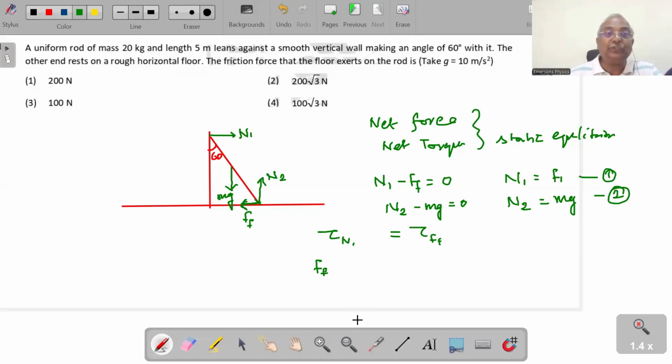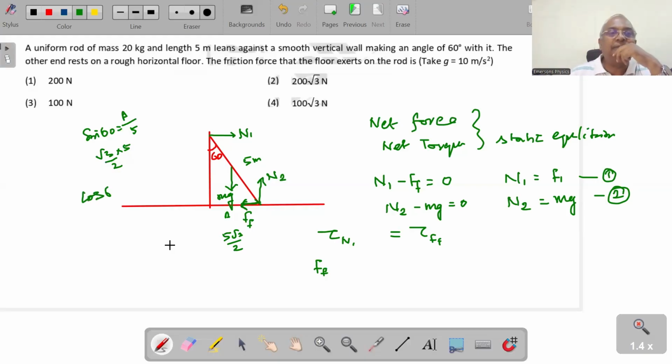First we will find the values of the distances. The length is given as 5 meter. Taking the sine, sin 60 is equal to the opposite side by 5. Let us call it A. Sin 60 is root 3 by 2, into 5, so the value is 5 root 3 by 2. So the value of A is 5 root 3 by 2.